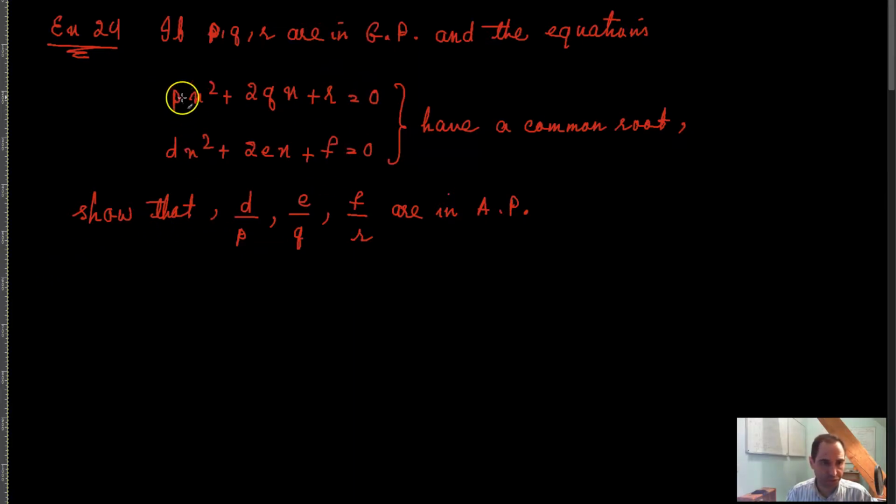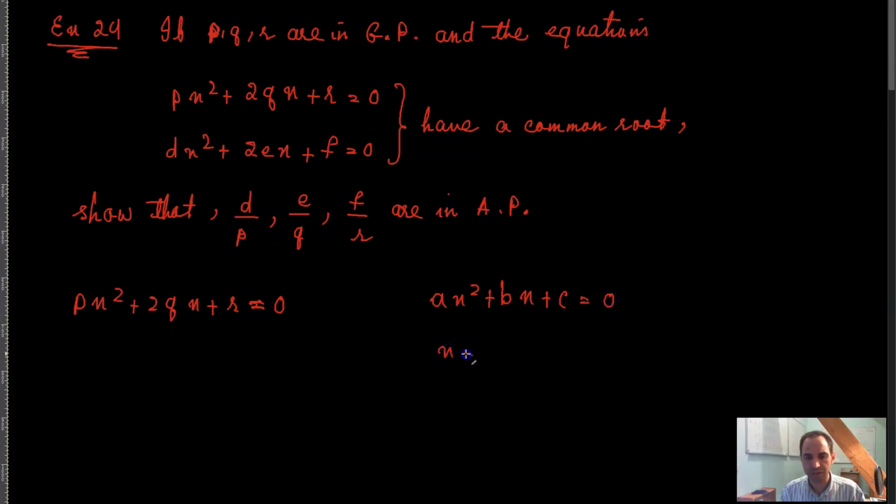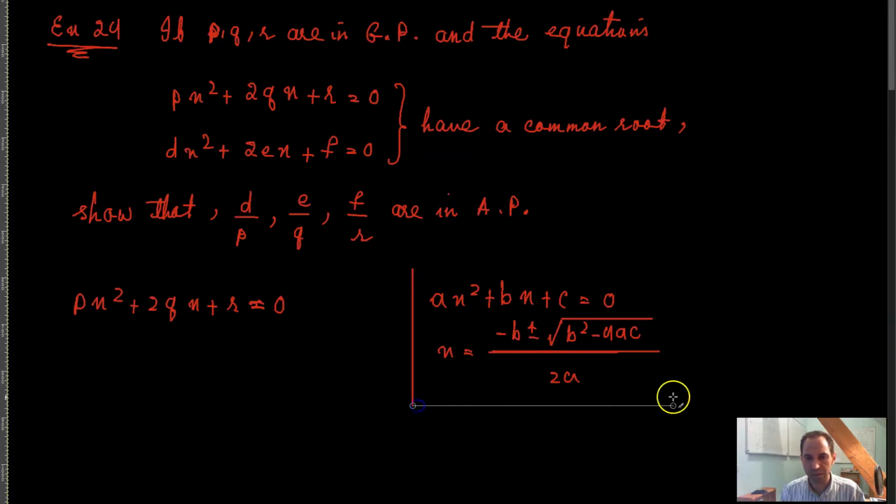we have this equation over here, which is px squared plus 2 times q times x plus r is equal to 0. If you want to find the roots of this equation, you know the quadratic equation solution: if you have ax squared plus bx plus c is equal to 0, then x is going to be equal to negative b plus or minus the square root of b squared minus 4ac, over 2a, right?